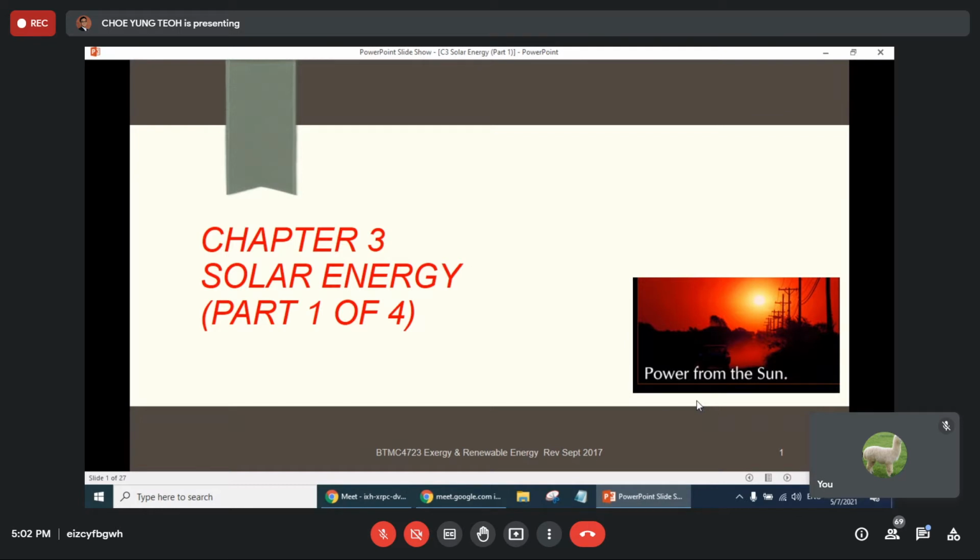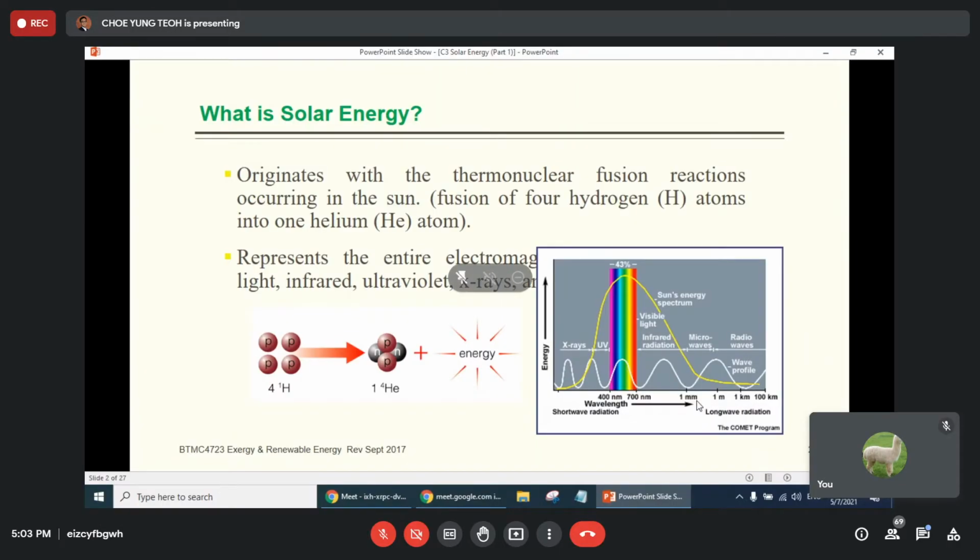So in general, solar energy originates with the thermonuclear fusion reaction occurring in the sun, which is a fusion of four hydrogen atoms into one helium atom. And this thermonuclear fusion, you can see that hydrogen and helium are also available on the Earth. But on the Earth, we are not able to achieve thermonuclear fusion like in the sun. Okay, this is because, any idea why? Why can we not achieve thermonuclear fusion on Earth?